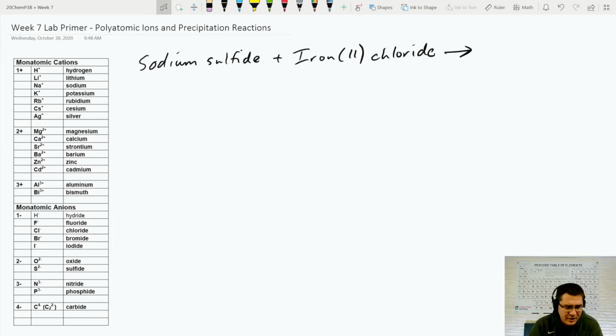So here are some ionic compounds. I have sodium sulfide and iron(II) chloride. And for the lab, we're going to be dissolving these in water. The way chemists show that they're taking these salts, these ionic compounds, and dissolving them in water is we use this little abbreviation, aq. Now I'm just squeezing it in up above, but aq stands for aqueous. So in the lab video, you're going to see me mixing two solutions. They're aqueous solutions. The salts, or the ionic compounds, have been dissolved in water.